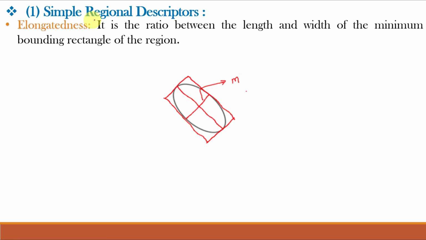Next and last simple regional descriptor is the elongatedness. It is the ratio between the length and width of the minimum bounding rectangle of the region. Say our region is this ellipse, and this is the minimum bounding rectangle of this ellipse, and for this rectangle this is the width W and this is the length L. Then elongatedness E is equal to the ratio between length and width, that is L upon W.